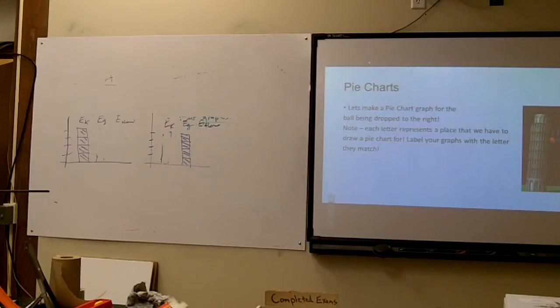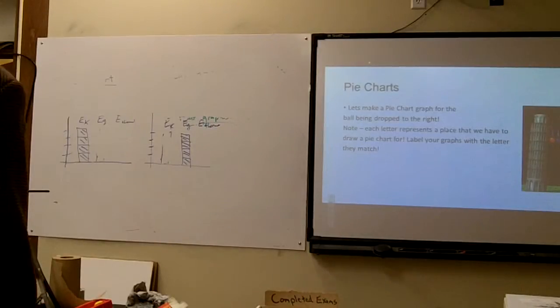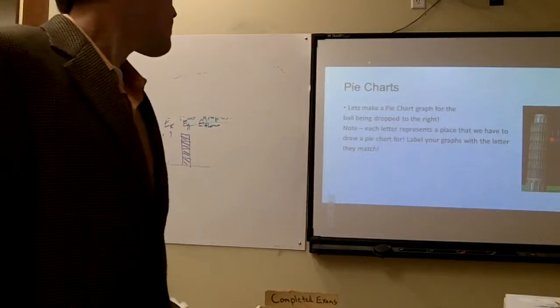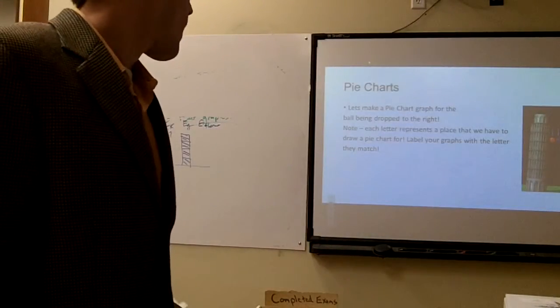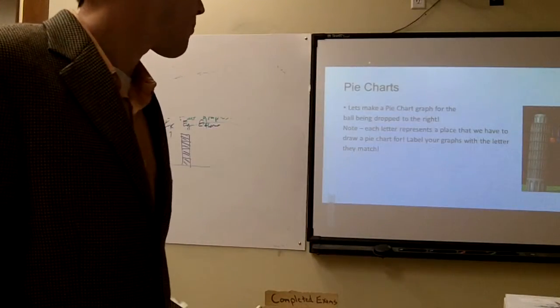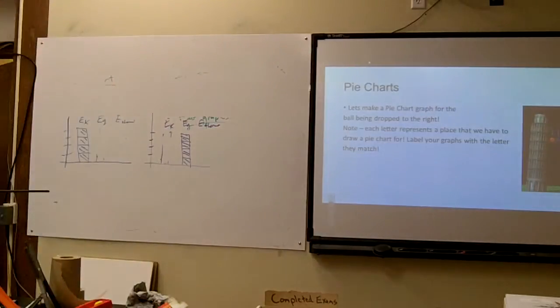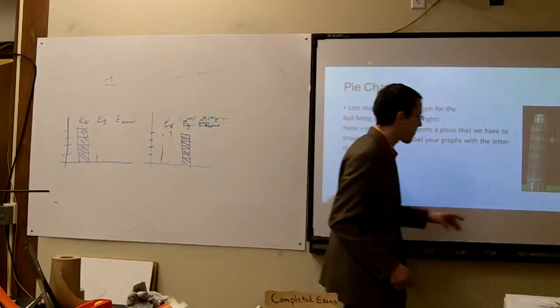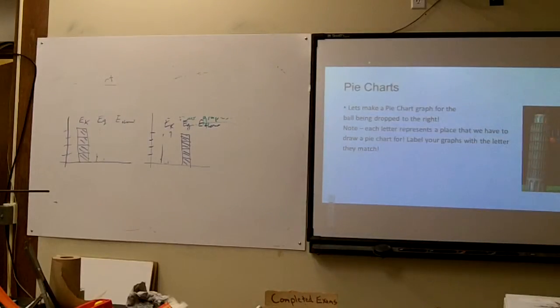All right. So now what we're going to do is pie charts. Pies look like pies. They're easier to distinguish between bars because bars have bars on them. So now we're going to make a pie chart for the ball being dropped. Label your graphs with the letter wherever they match. Notice here we have 2. I'll turn off the light so you can see this better. We have 2 balls here. We're going to do this for both balls.